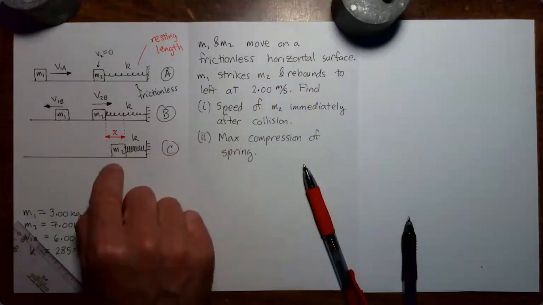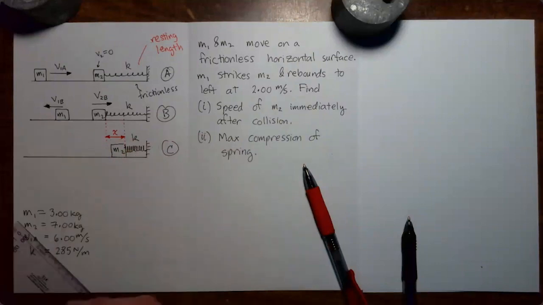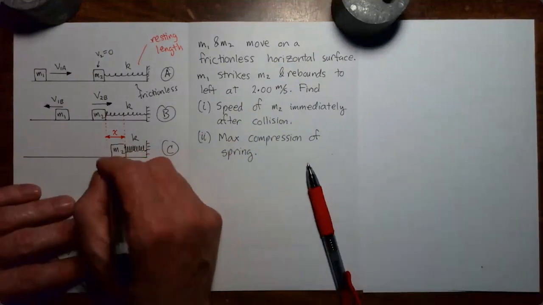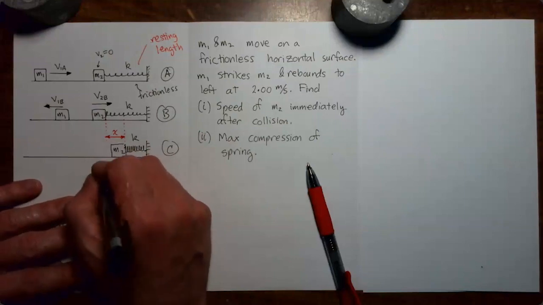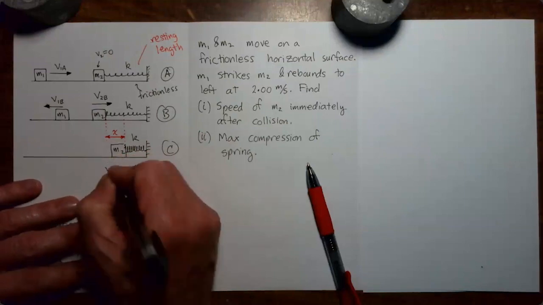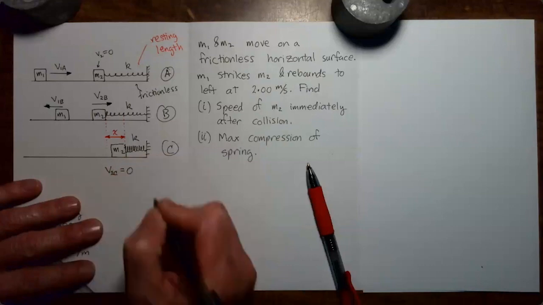On the other hand, suppose mass 2 is moving to the left. If mass 2 is moving to the left, that would mean that we had already missed that moment of maximum compression. So what is the velocity of mass 2 at the moment of maximum compression? That must be 0. So I'll just come in here and say that the velocity of mass 2 in situation C is 0.